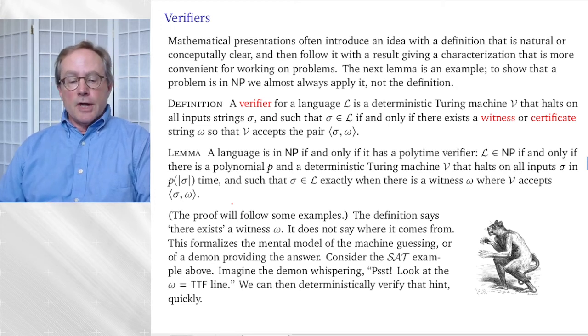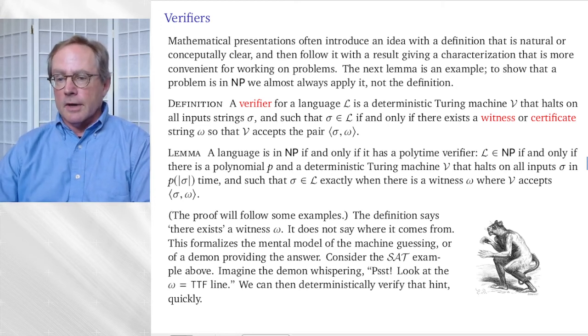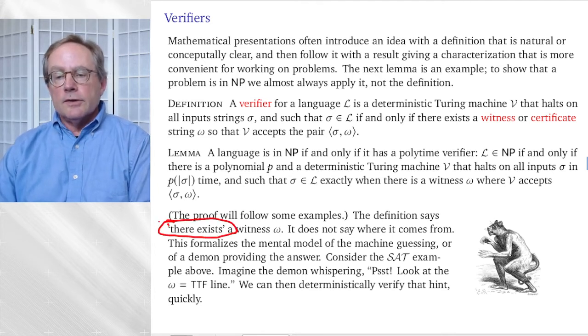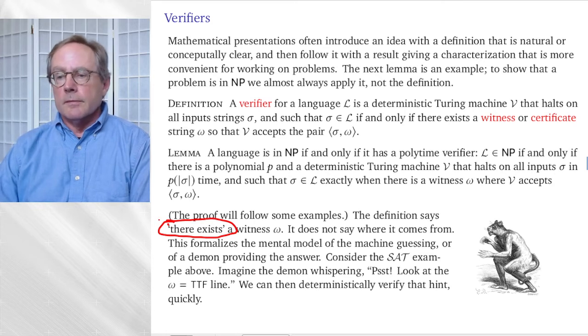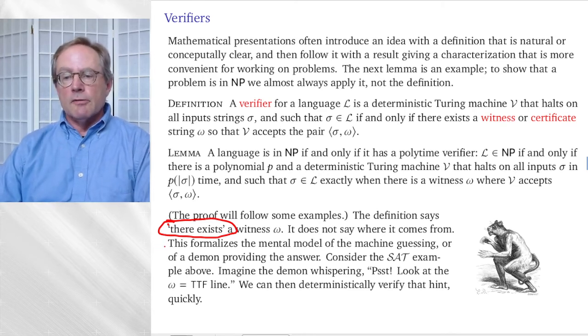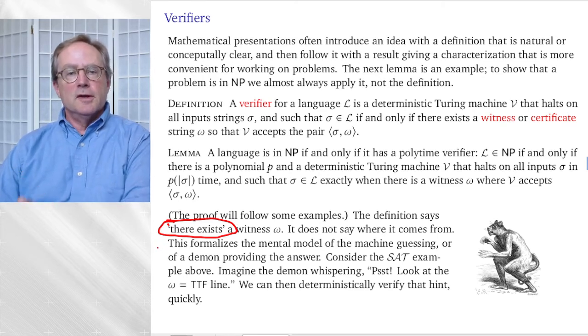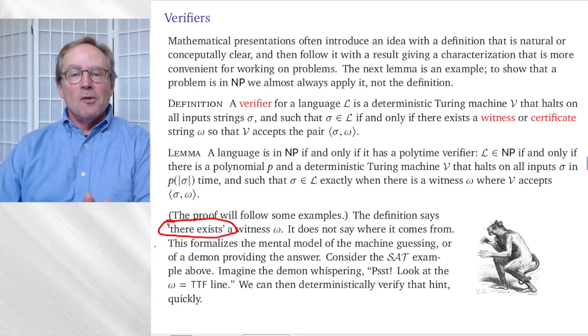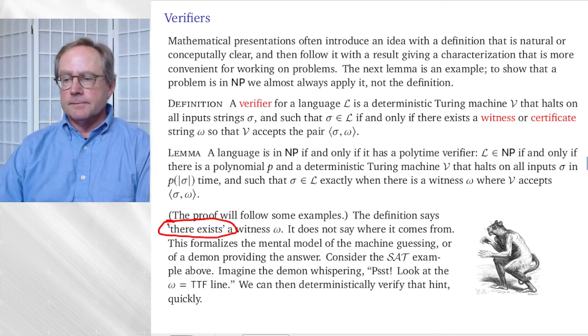The definition says there exists a witness. I can't overemphasize this part. There exists a witness. It does not say where the witness comes from. So this formalizes the mental model. We spent all this time talking about the mental model of a demon providing an answer. It is for this exact moment, so that when I pull omega out of nowhere, I can say that in our mental model of what's happening, the omega came from this demon.